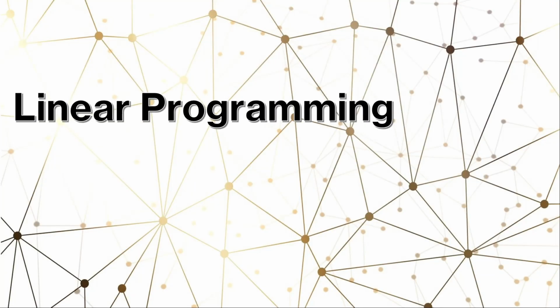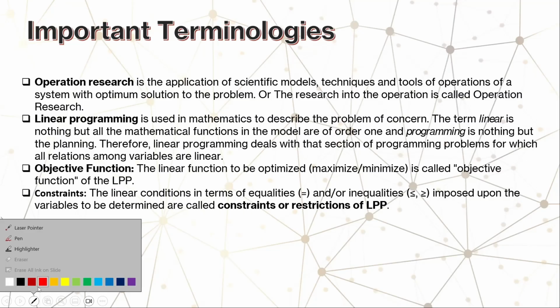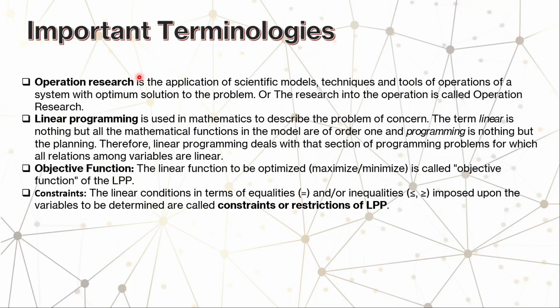So starting from the beginning, we are going to see some important terminologies, in which first of all we are going to see what is operation research. Operation research is an application of scientific models, techniques and tools of operations of a system with an optimal solution of a problem. This is also called the OR subject, in which we are further going to deal with linear programming problems.